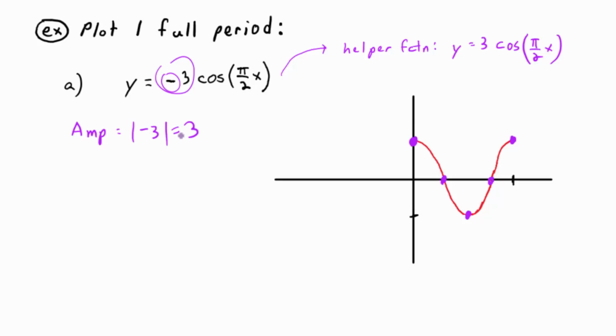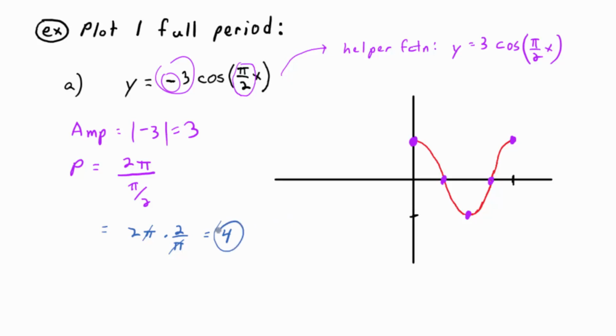And then what's the period of either the helper function or the given function? It's going to be the same. 2 pi times 2 over pi. Yeah, 2 pi divided by whatever factor is in front of the x, the input, right? So 2 pi divided by pi halves, but when you divide by pi halves, it's the same as multiplying by 2 over pi, right? So you get 2 pi times 2 over pi, which means pi divided by pi makes 1, and you get 4. So your period is 4.